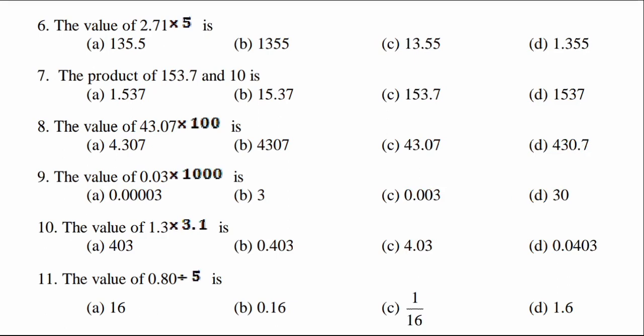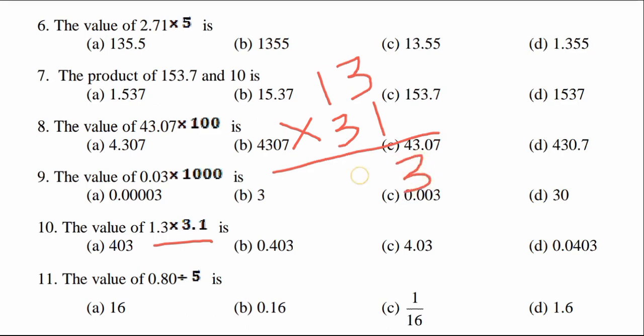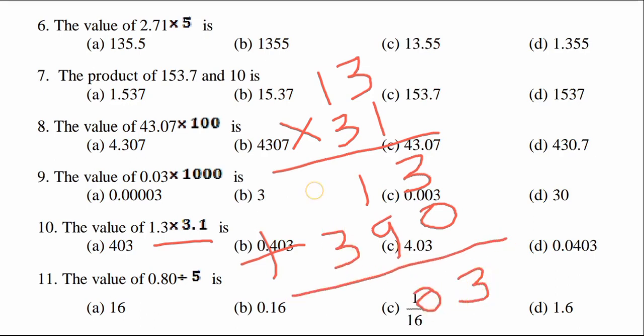Question number 10. The value of 1.3 multiplied by 3.1 is... First we do multiplication of this directly without the decimal point, and we multiply here. 1 three is 3 and 1 one is 1. Then 3 threes are 9 and 3 ones are 3. And the answer is 403. But it is the answer of this multiplication only.